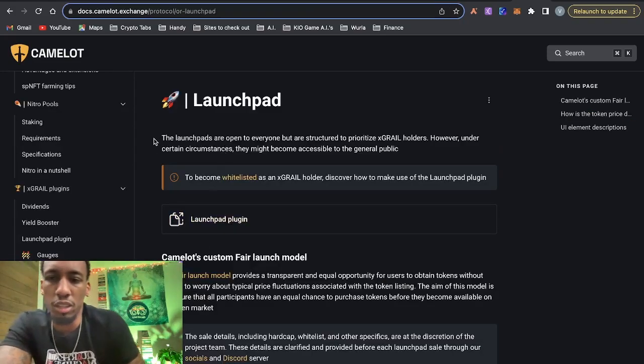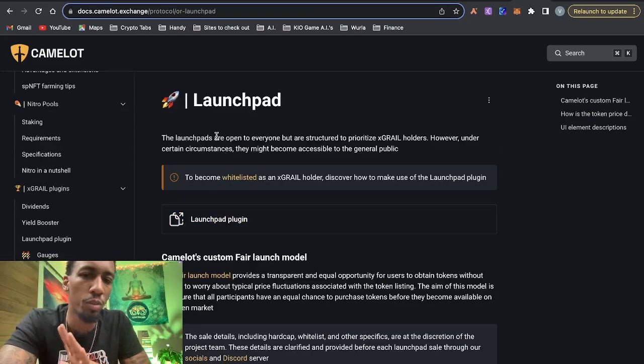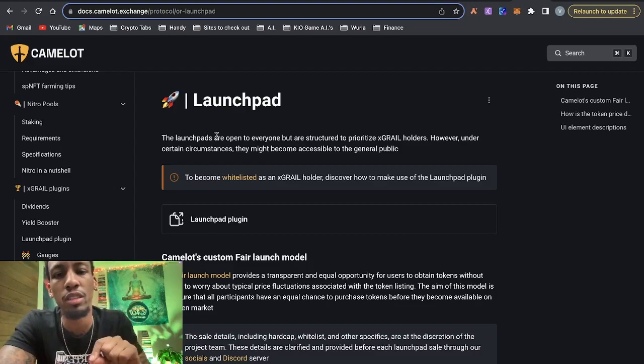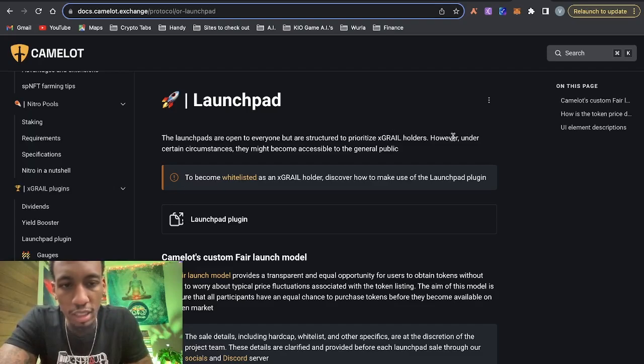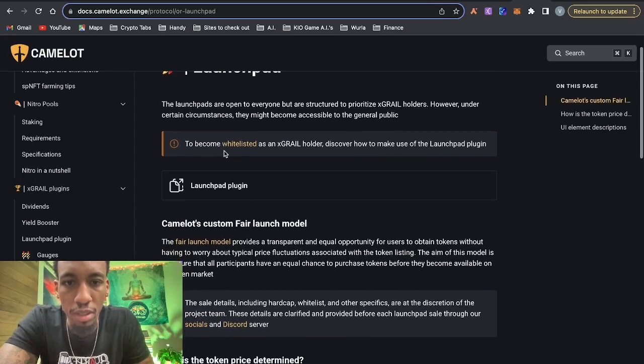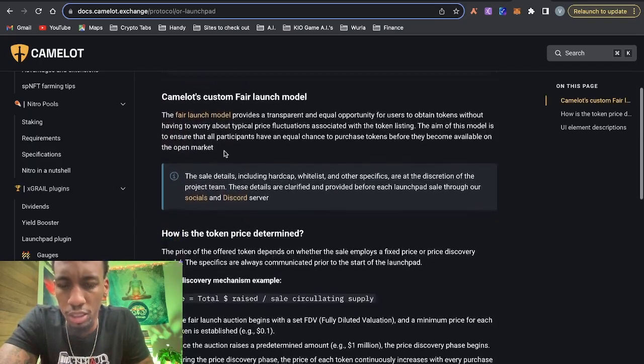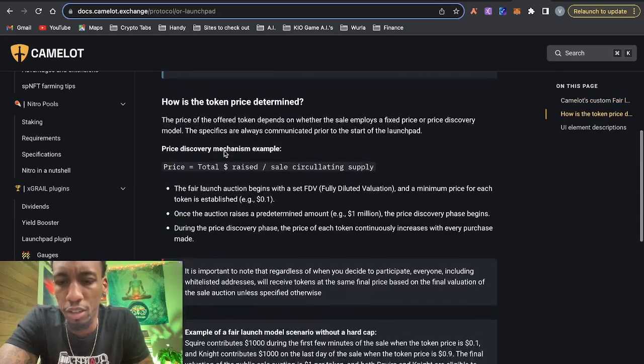So let's talk about the launch pad here. So it says the launch pads are open to everyone, but they're structured to prioritize XGRL holders, and they should be. It says, however, under certain circumstances, they might become accessible to the general public. So they give you directions on the fair launch model and everything.